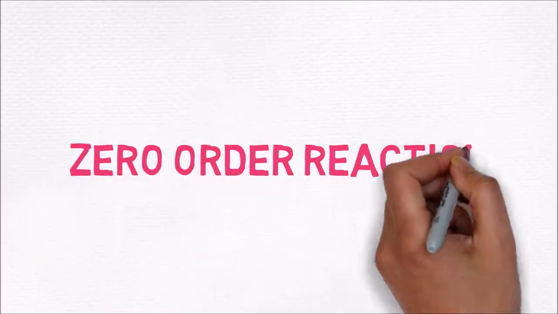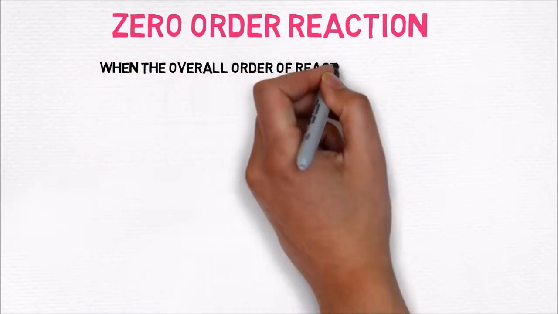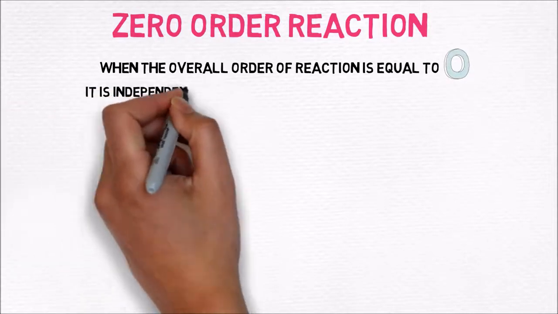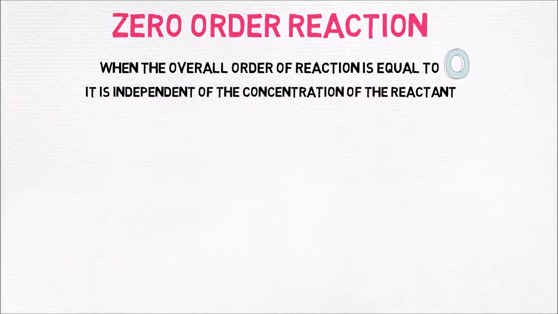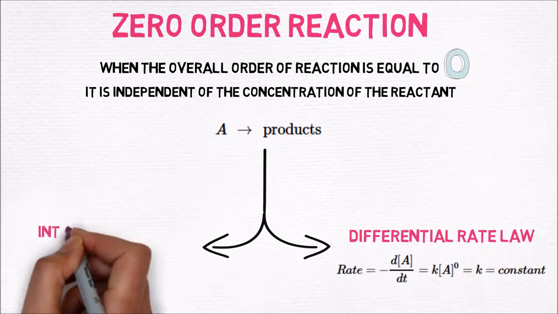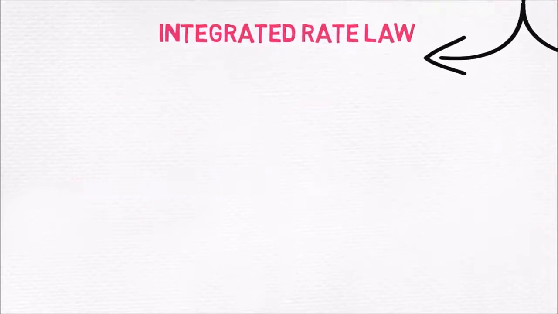Let me start with the zero-order reaction. The zero-order reaction is when the overall order of the reaction is equal to zero. The rate of a zero-order reaction is independent of the concentration of the reactant. For the zero-order reaction, we write the differential rate law that shows how the rate of a reaction depends on concentrations. Then, the integrated rate law that shows how the concentrations of species in the reaction depend on time.